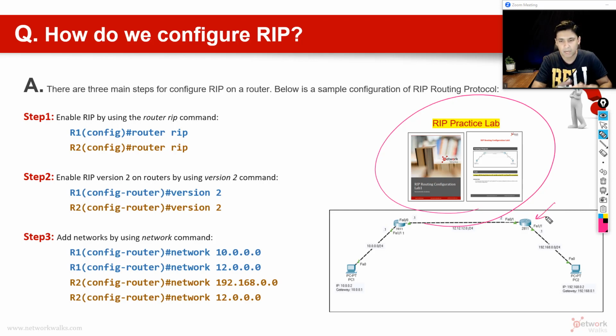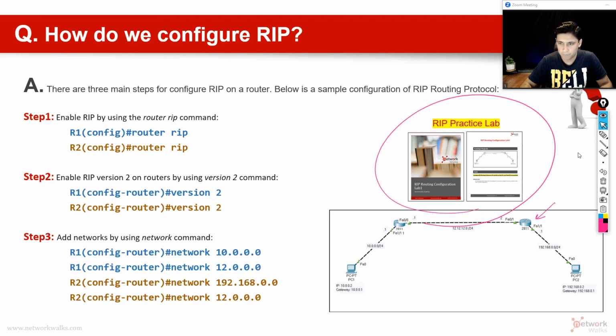So mainly our answer should be three main steps to configure the basics of RIP routing protocol. Enable RIP routing on the whole router itself through the router RIP command. Second one is decide the version, upgrade to version 2, so version space 2, which makes it RIP version 2. The third one is advertise on the specific interfaces or enable RIP on those ones.